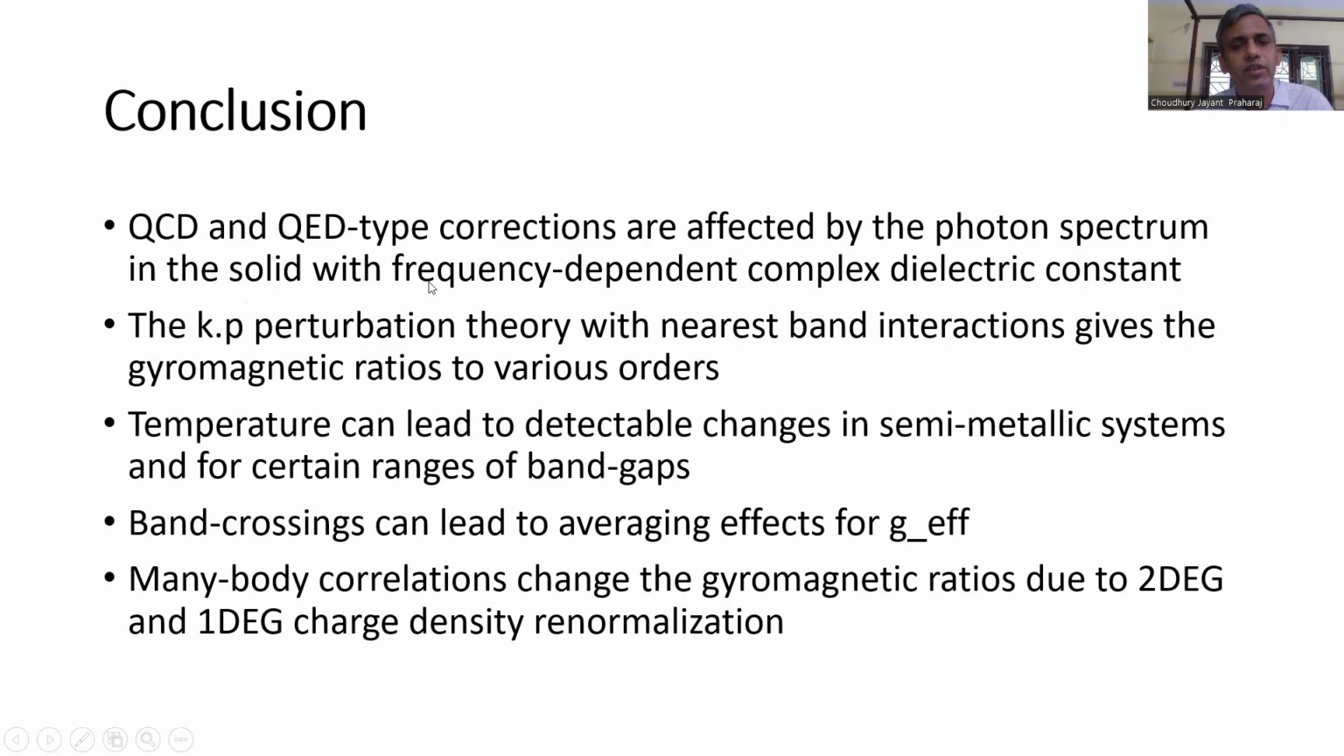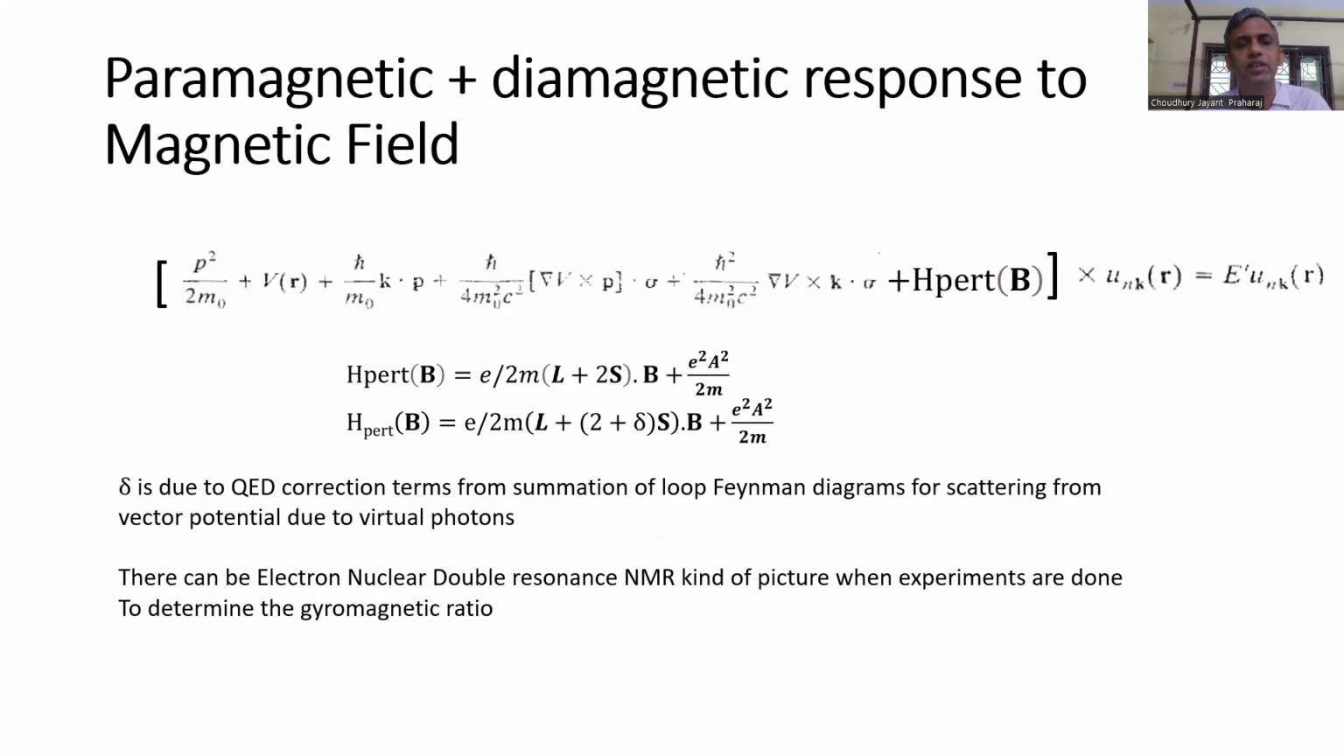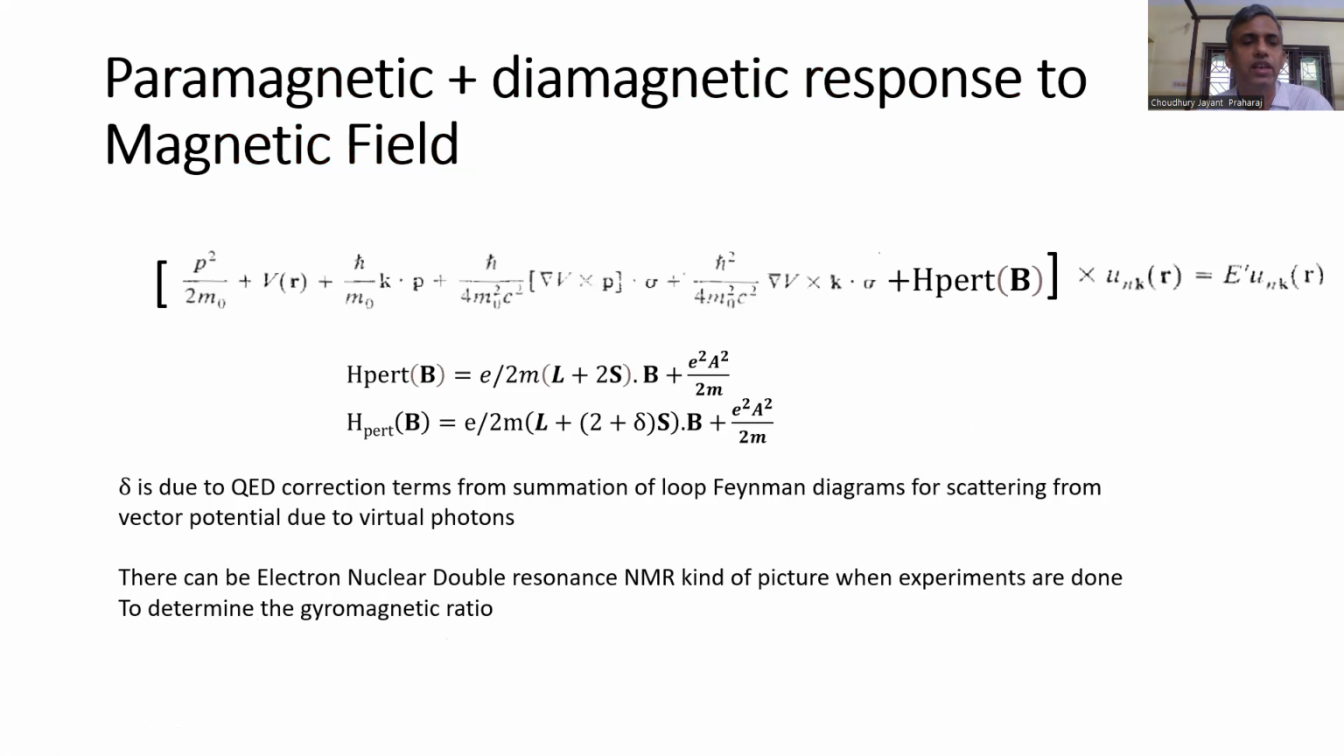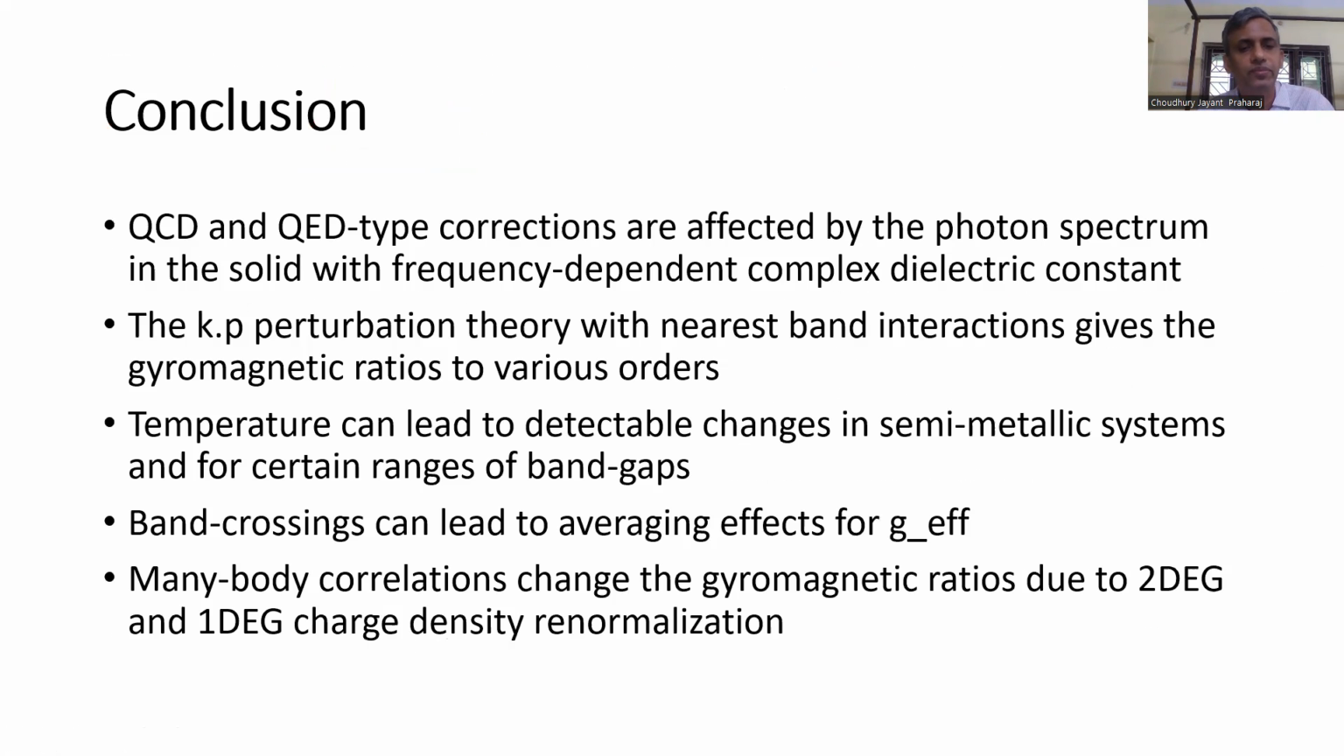Now, the k·p perturbation theory with nearest band interactions gives the gyromagnetic ratios to various orders. So I should mention here that when you solve this for the various bands, you can, for example, focus on the valence band and get the splitting, but there are corrections due to the nearest band, which can be the conduction band. And for the conduction band, the nearest bands are the 6 valence bands, and those give rise to further correction terms. So there are the first order terms for the gyromagnetic ratio, and then there are the correction terms, and that gives the full gyromagnetic ratio. Sometimes the correction terms can be significant.